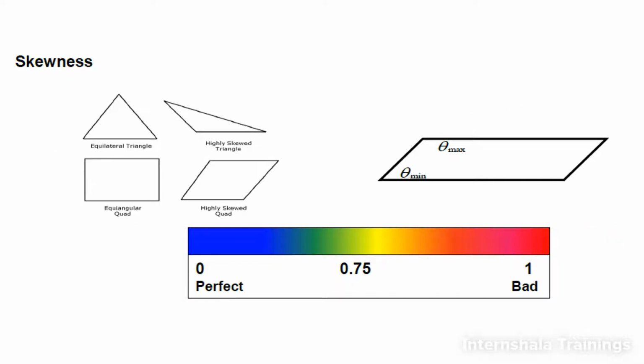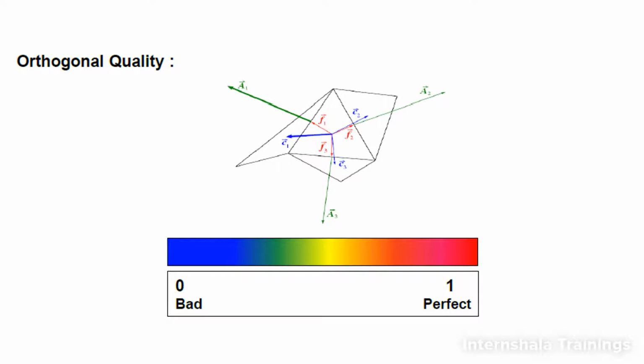The next parameter is known as the skewness. It ranges anywhere from 0 to 1. If you have any value ranging from 0 to 0.5, you are going to have a good mesh. Then if it crosses 0.5 to 0.7 it is okay, but if it crosses 0.7 you are going to get a low quality mesh. The next parameter is known as orthogonal quality. If you want to have a good mesh, this value should be nearer to the 1 mark rather than nearer to 0. If you have an orthogonal quality nearer to 0 then you are going to have a low quality mesh.